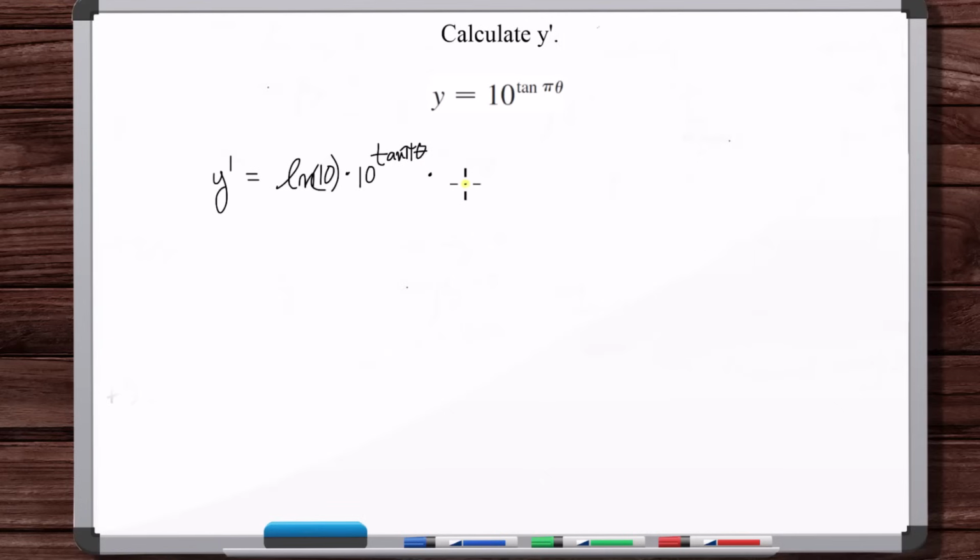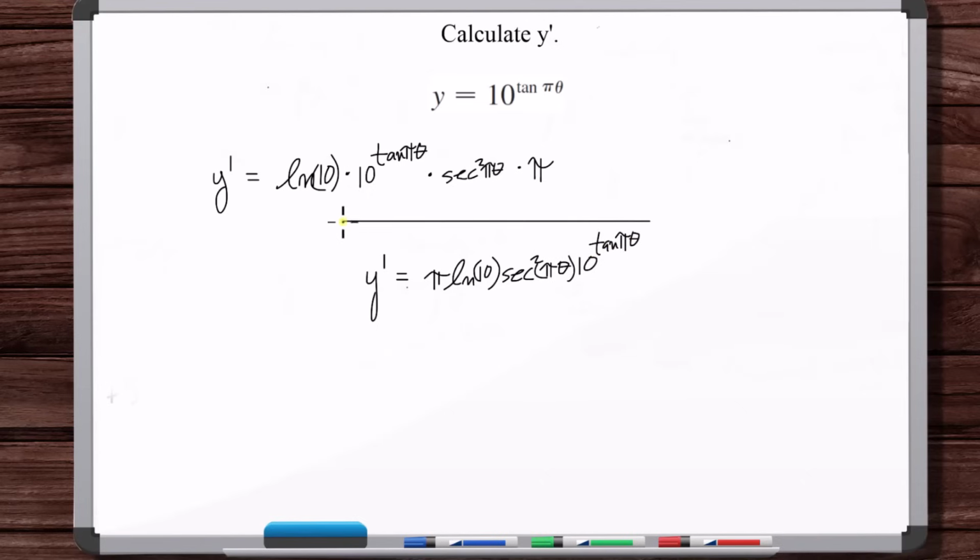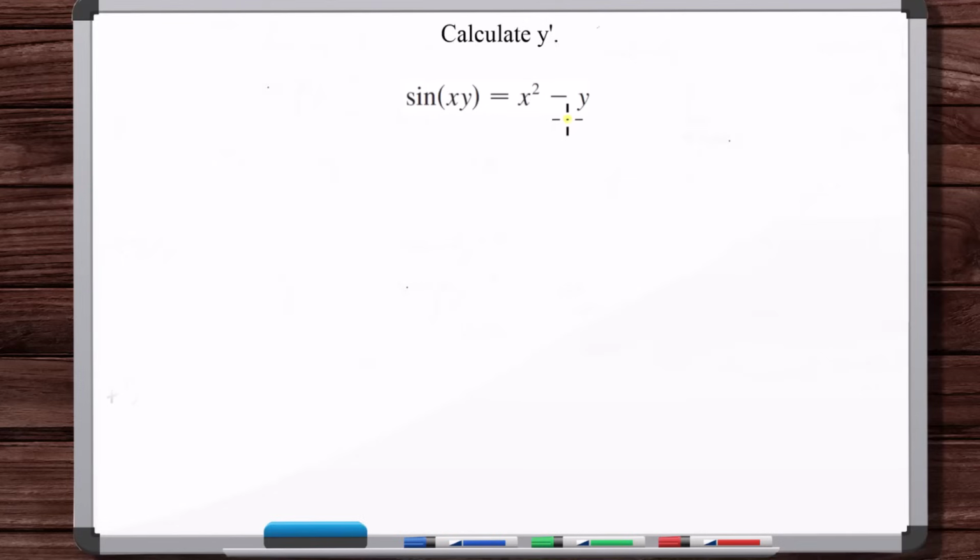What is the derivative of tangent of something? Secant squared of that something, times the derivative of that something. What is the derivative of pi theta? Pi. That's the derivative.